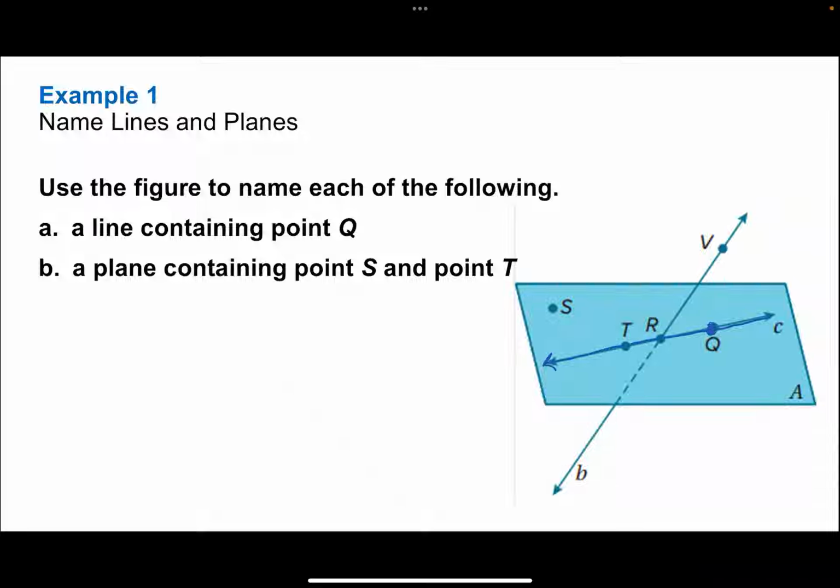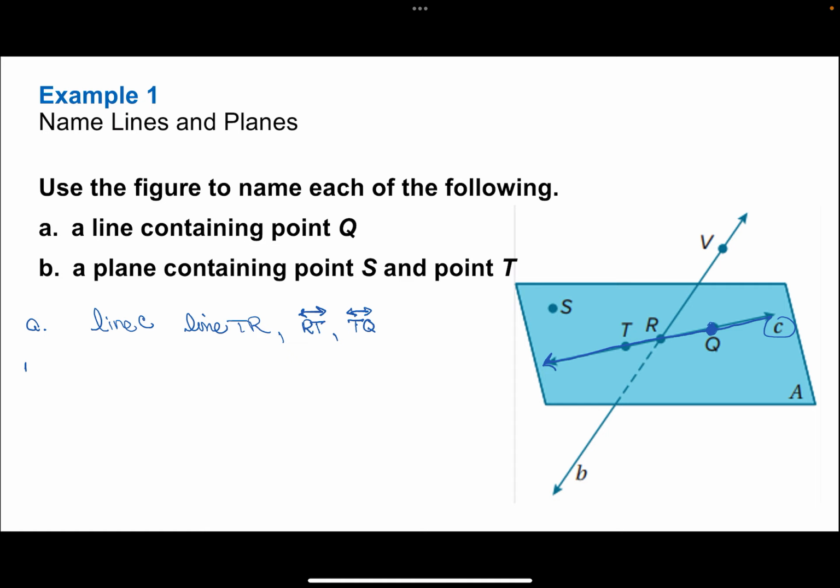Well, a couple ways we can name it. We could name it by its lowercase script, and that means that we're going to call it line C. We can't use the symbols. Or we can say that it is line TR. Or we can call it line RT with a symbol of a line on top, and RT, we can change the order. We could also call it line TQ or QT. Lots of different names for it.